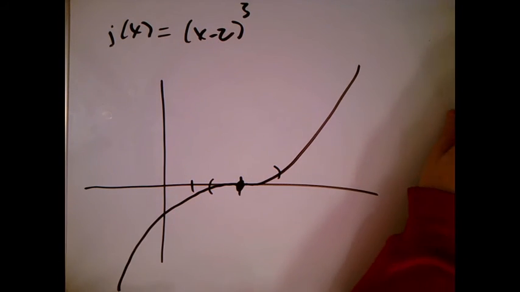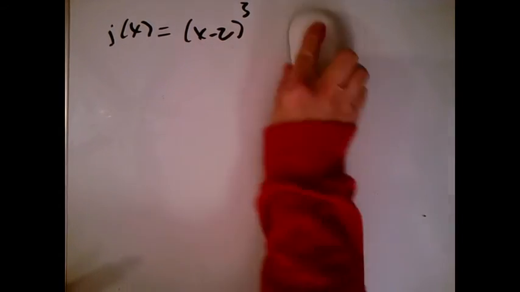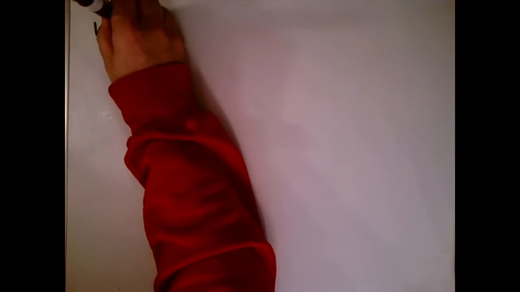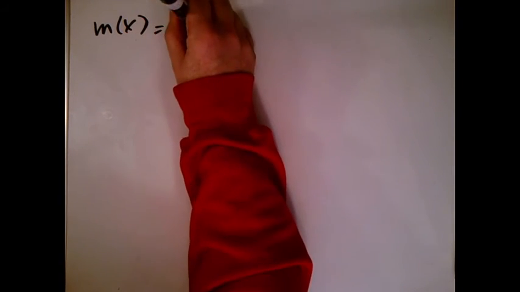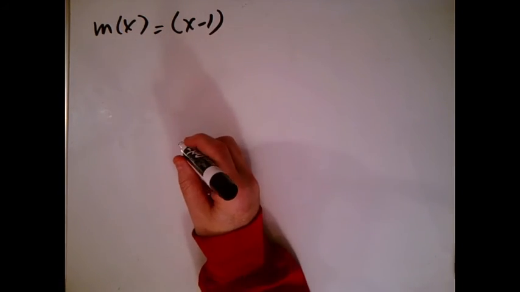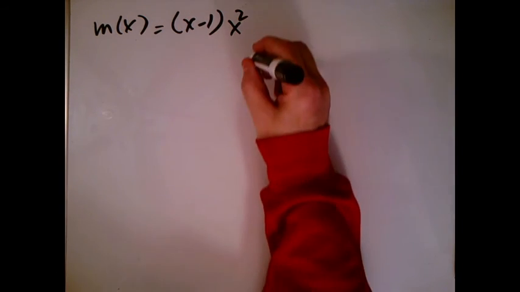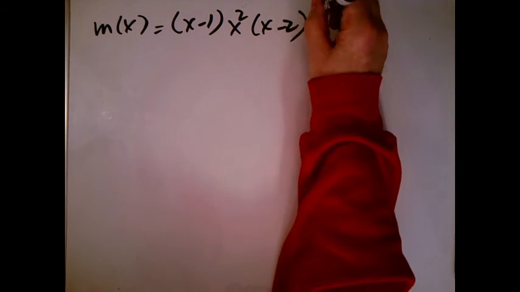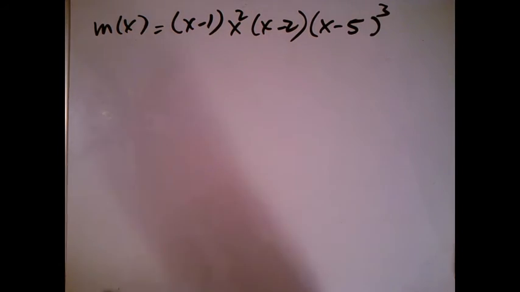Now let's do an example. It's awfully complicated, but it just pieces together all the things we're going to do anyway. So here we go. Now if f of x equals, and I have x minus 1, and I have x squared, and I have x minus 2. Oh, it's not as complicated as I thought. Good. I'm happy about that. x minus 5 cubed.